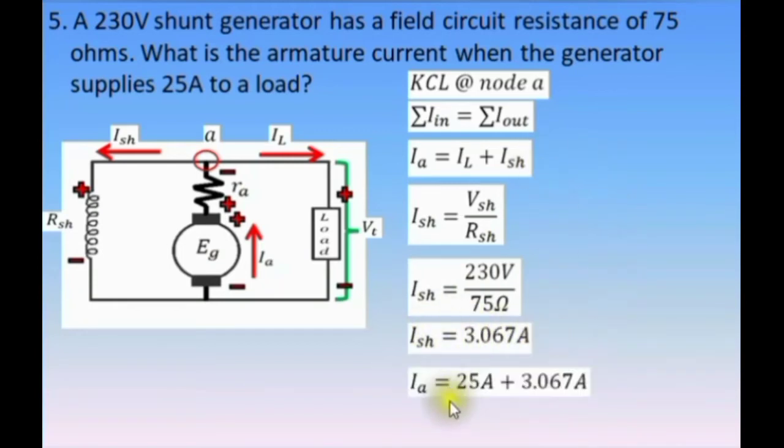Therefore, IA equals 25 amperes for the load current plus 3.067 amperes. This is equivalent to 28.067 amperes.